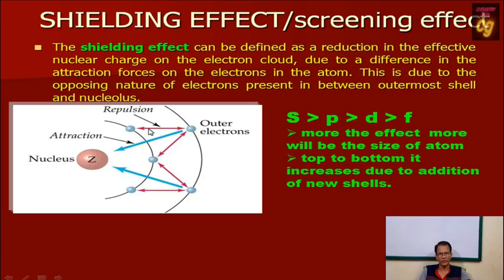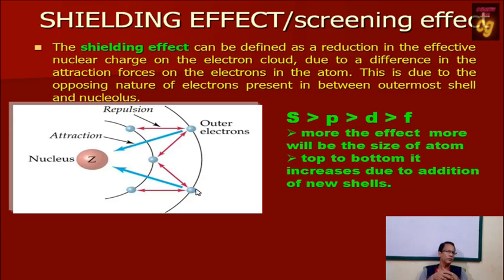This is very important. If this opposing tendency is more, then attraction will be less. When attraction is less, then size will be more. Top to bottom, it increases due to the addition of a new shell. Top to bottom, generally new shells are added, so electrons in the inner shells oppose the attraction between the outermost electron and the nucleus. That's why the shielding effect generally increases from top to bottom, and from left to right this shielding effect generally decreases.